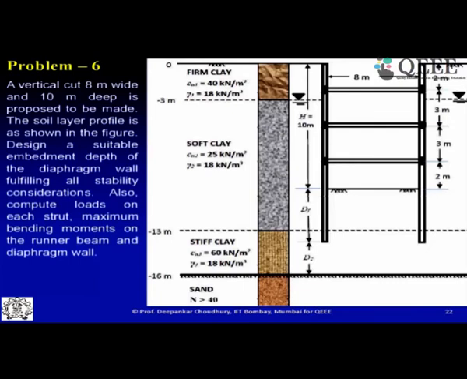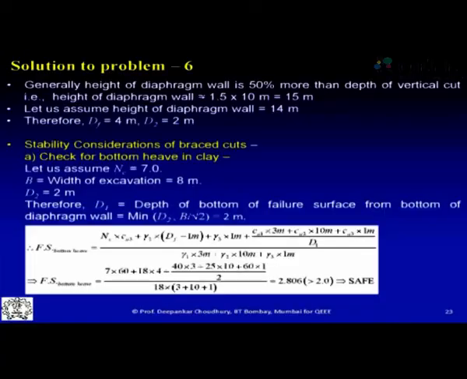Now if we see how to design this braced excavation system, we have to design the diaphragm wall, strut, runner beam or wale, and also we have to find out the depth of the diaphragm wall. The first thing we have to find out is the depth of the diaphragm wall, otherwise we don't know how it is going to get designed. So for the depth of the diaphragm wall, as I said, we have to find out the stability criteria from bottom heave and clay bursting. So first let us check for the bottom heave criteria.